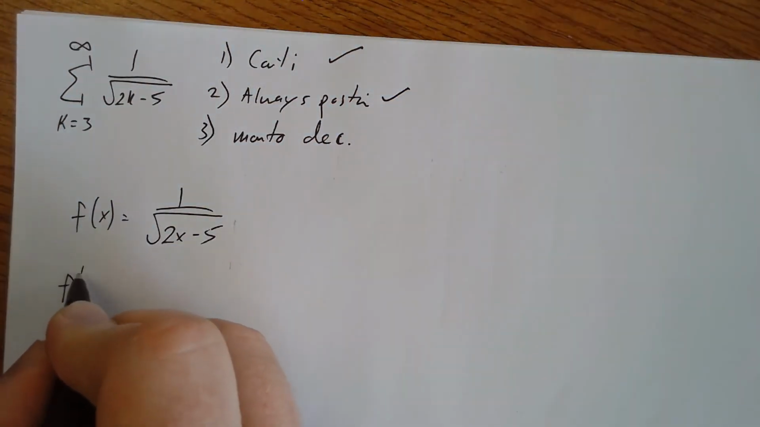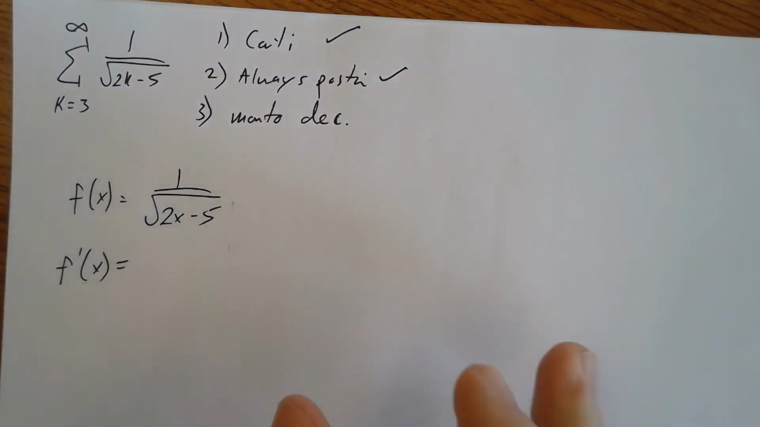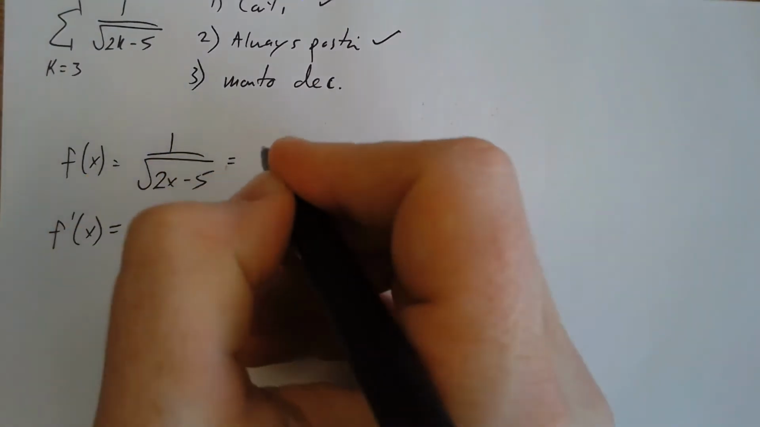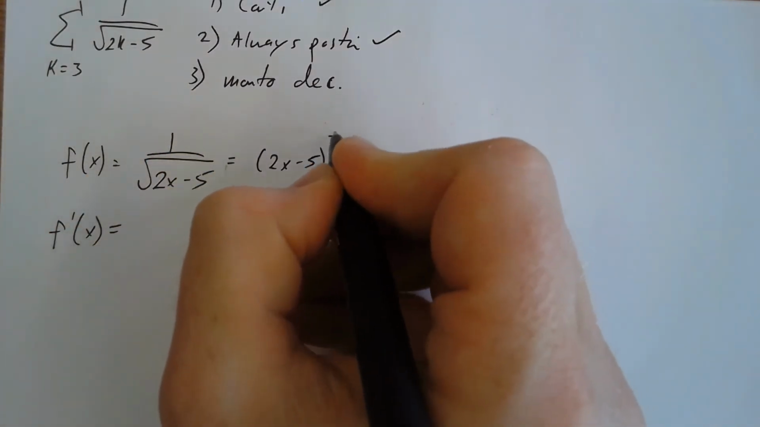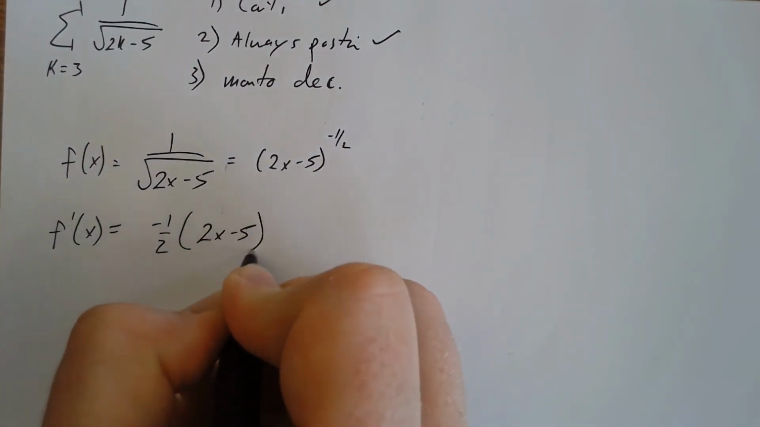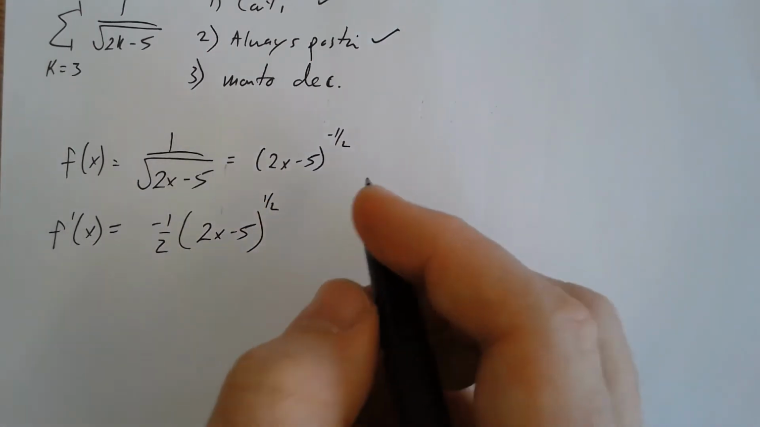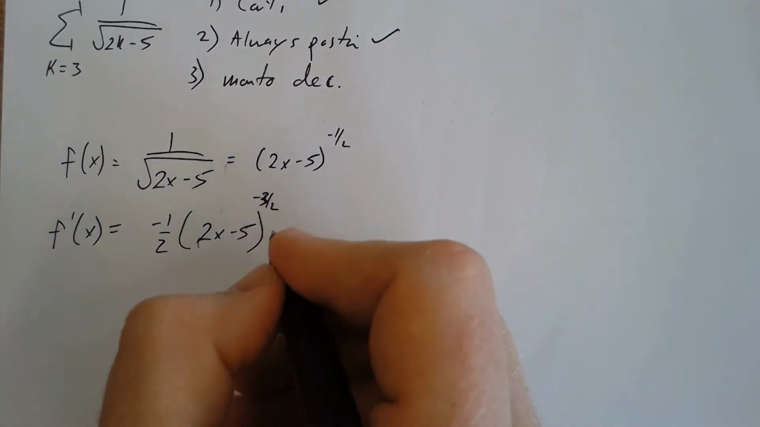So the last thing I have to worry about is, is it monotone decreasing? And again, the way that we prove that is by taking the derivative of it and checking to make sure that the derivative is always going to be a negative number. So if I rearrange this, I'm going to have 2x minus 5 to the power of negative 1/2. I bring down the negative 1/2, and then I subtract 1 from the power because I'm taking the derivative, giving minus 3/2, and then multiply by the derivative of the inside, which is 2.